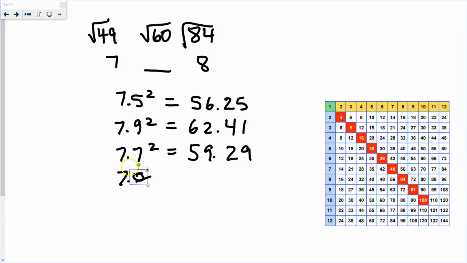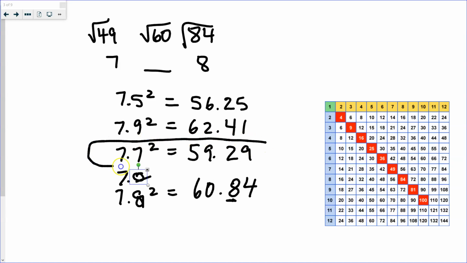Sorry, my pen went a little crazy. So I'm going to check 7.8, just to make sure that I am definitely as close as I can be. So 7.8 times itself is 60.84. That's too high. There's only certain times where you can go over, and this number definitely can't be an 8. It has to be a 7. Okay, so this is my answer right here.